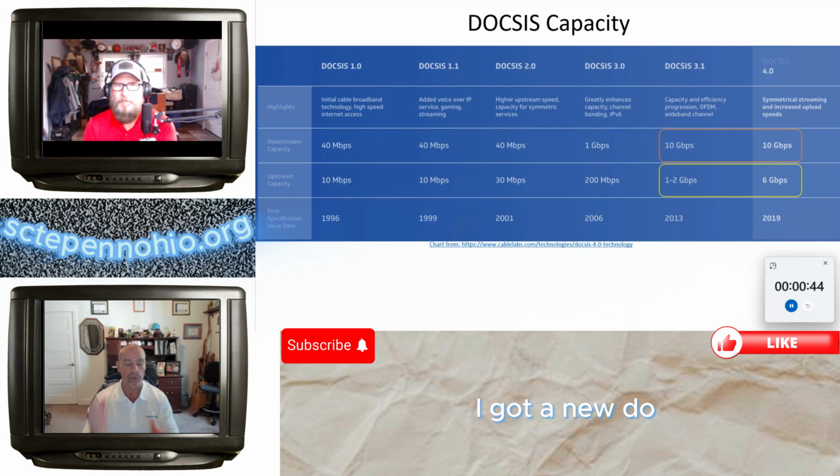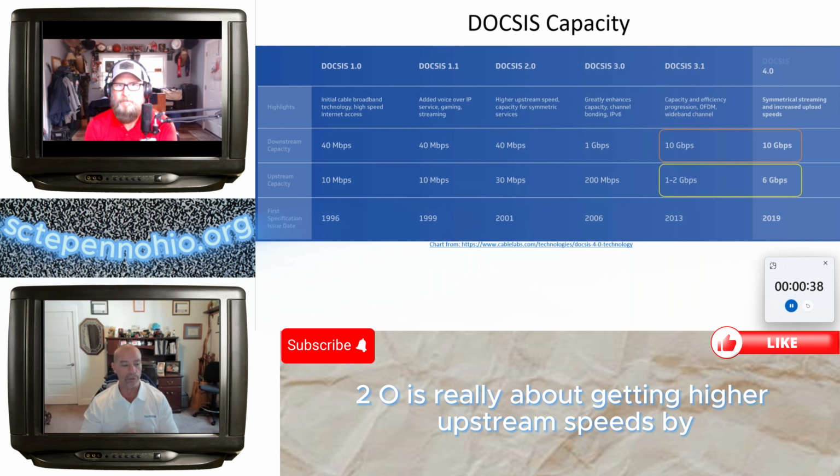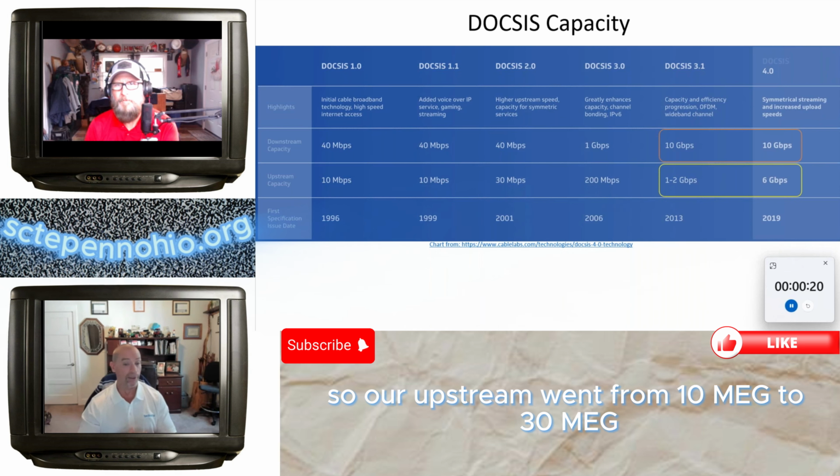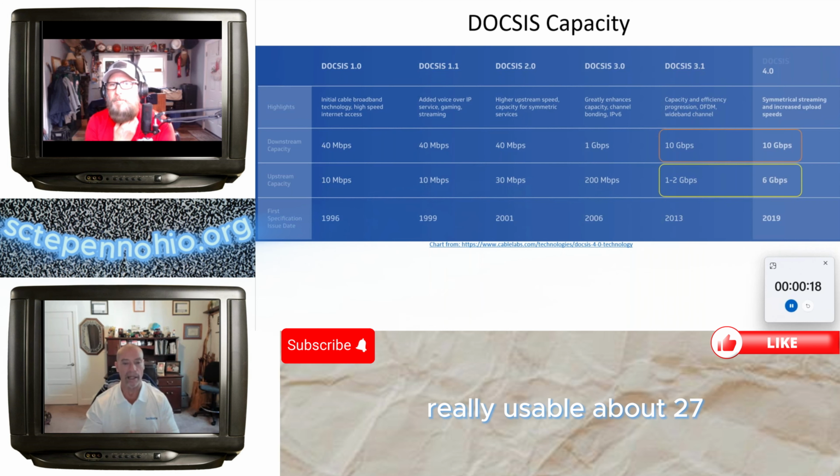I got to do new hardware in CMTS. That's where we changed the spec from 1 to 2. So we went to 2.0. 2.0 is really about getting higher upstream speeds by adding a bigger channel width. So we went from a 1.6 typical upstream channel width to a 3.2 to a 6.4. So we have a 6.4 upstream channel. We added 64 QAM upstream, which made it faster. So our upstream went from 10 meg to 30 meg. Really usable is about 27.